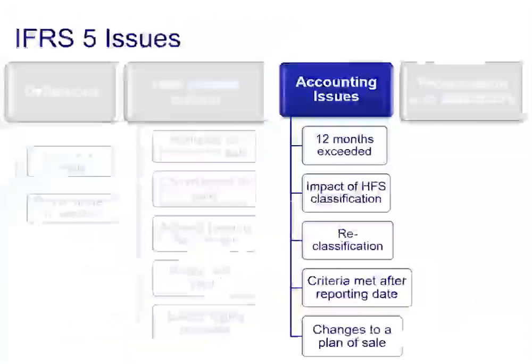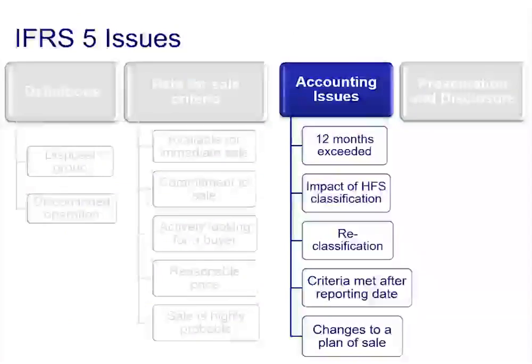There are a few accounting issues that arise out of the application of IFRS 5, a few practical issues that we need to bear in mind as well. Like I mentioned earlier on, what happens if I exceed the 12 months limit, the 1 year limit that we spoke about earlier on? What happens if I change my mind? What happens if I change the way that I plan on selling this asset? So all those things may have some impact on the process that we follow, the consequences of having classified something as a non-current asset held for sale.